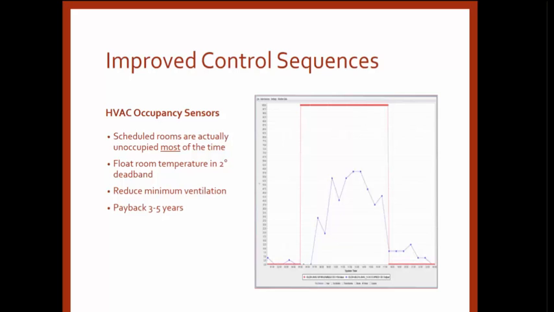The chart here shows how the occupancy varies during the day, and the difference between the red line and the blue line is the savings in energy for us. What we do in this situation, where the room goes into an unoccupied mode, is we allow the room temperature to float in a 2-degree deadband, and we also reduce the minimum ventilation. If we have a room that does not have an occupancy sensor, we have learned that a typical payback for taking on that project is about 3 to 5 years.